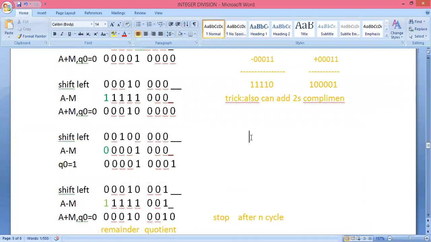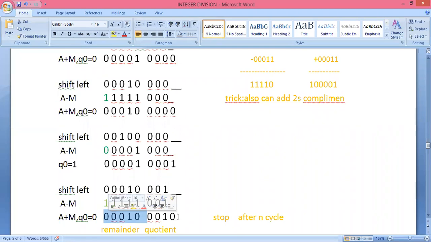Is it clear? So now we have completed it 4 times. So stop. You are going to get the answer. So where will you get the answer? In register A, we are going to get the remainder. So 0, 0, 0, 1, 0 is the remainder.